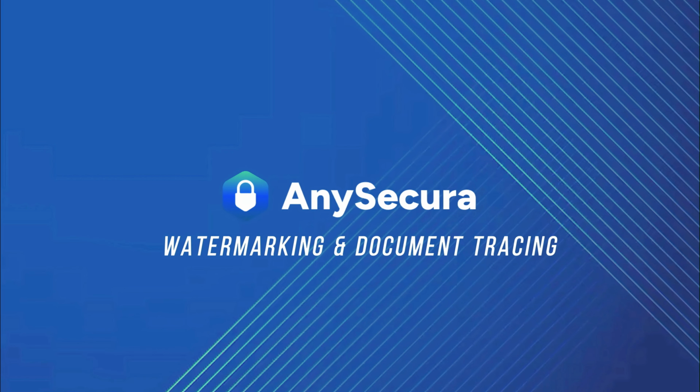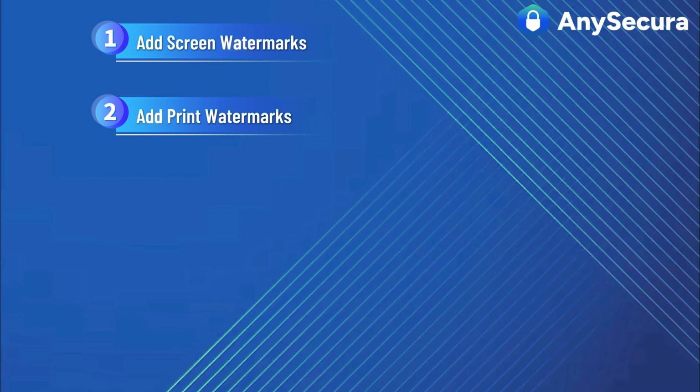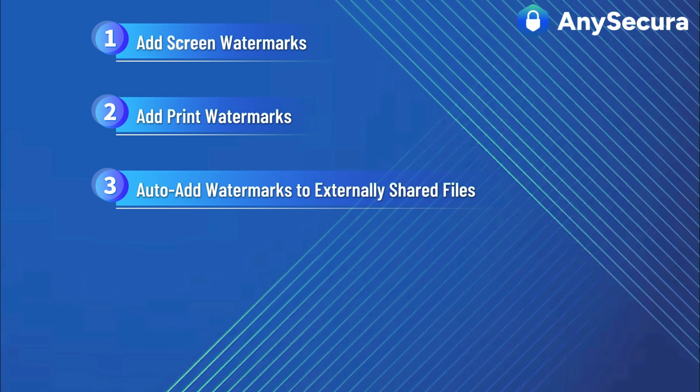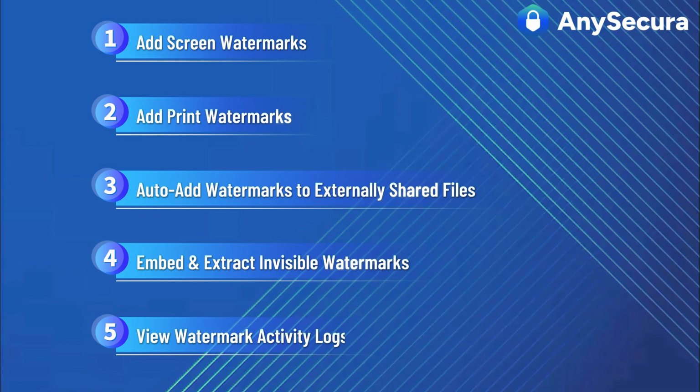In this video, we'll walk you through how the watermarking and document tracing module works. This is one of AnySecura's core security modules. With this module, you can apply watermarks to screens and printed documents, automatically add watermarks to externally shared files, and even embed invisible watermarks for advanced document tracing.